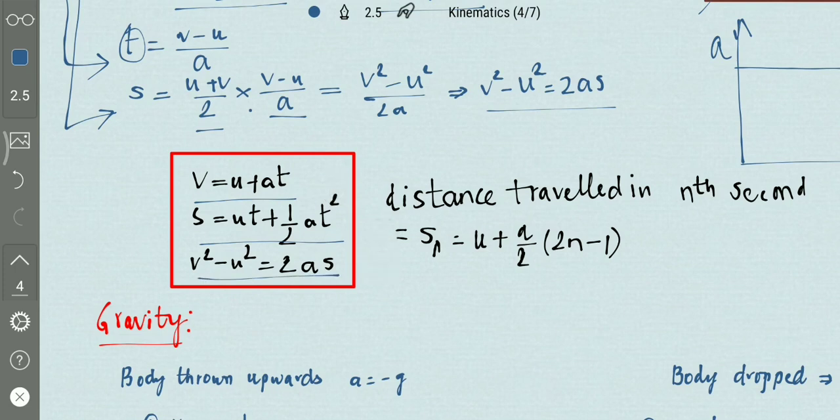Here v is the final velocity, u is the initial velocity, s is the distance traveled by the body, t is the time taken to travel distance s, and a is the acceleration with which the body is traveling. If it is asked to find the distance in the nth second, for example if a body takes 4 seconds to travel from one point to another and we need the distance traveled in the third second, we apply this formula: Sn is equal to u plus a by 2 into (2n minus 1), where n is the second which is asked. In this case it is the third second, so n is 3.